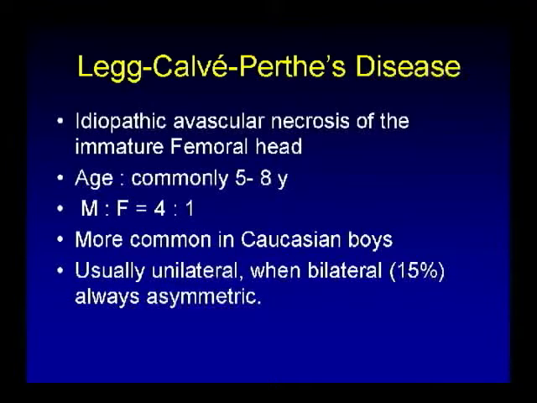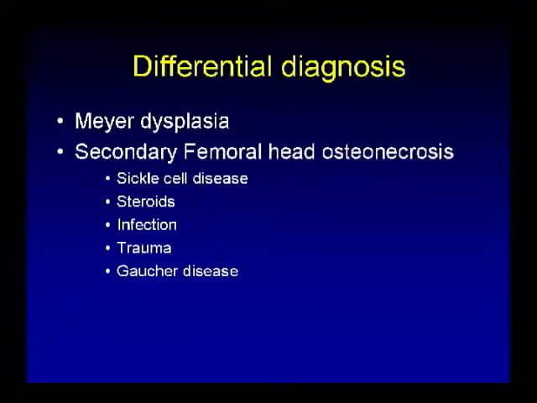So whenever you have a case of bilaterally symmetric avascular necrosis, you should think of systemic causes like steroid use and sickle cell disease. Other causes of unilateral avascular necrosis would be in the differential as well. That would include infection, trauma, and infiltrative disorders like Gaucher disease.